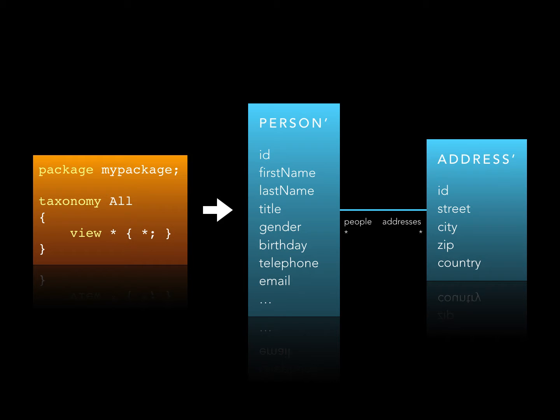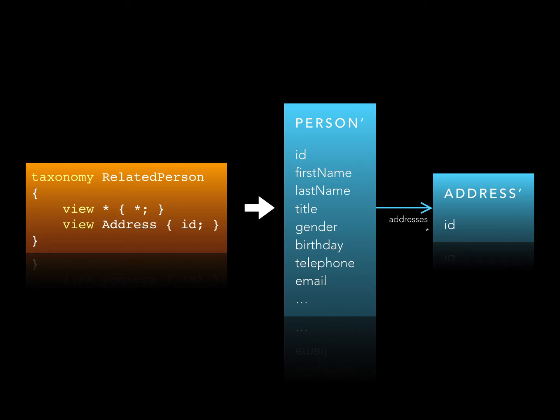It's worth pointing out the behavior of the member selector in this case. When multiple classes are selected, then any member selectors are applied to each and every class. Here the wildcard operator matches anything, so person prime and address prime contain all declared properties of person and address respectively. Had we specified the member selector as something less encompassing, say ID, then person prime and address prime would both contain only the property ID.